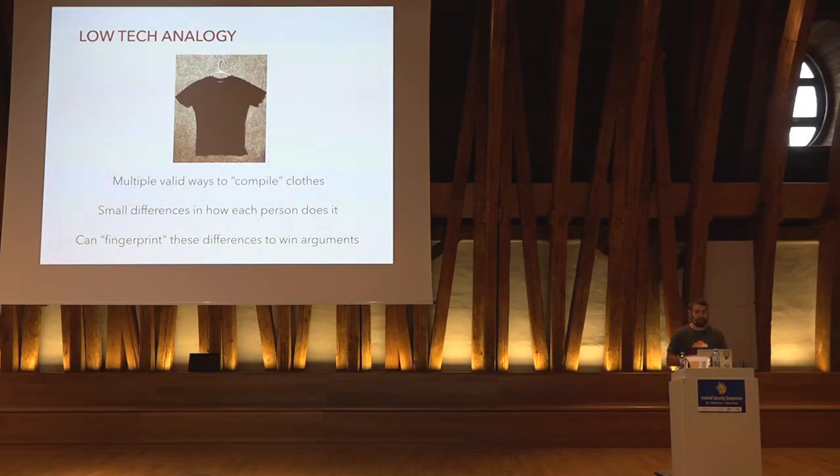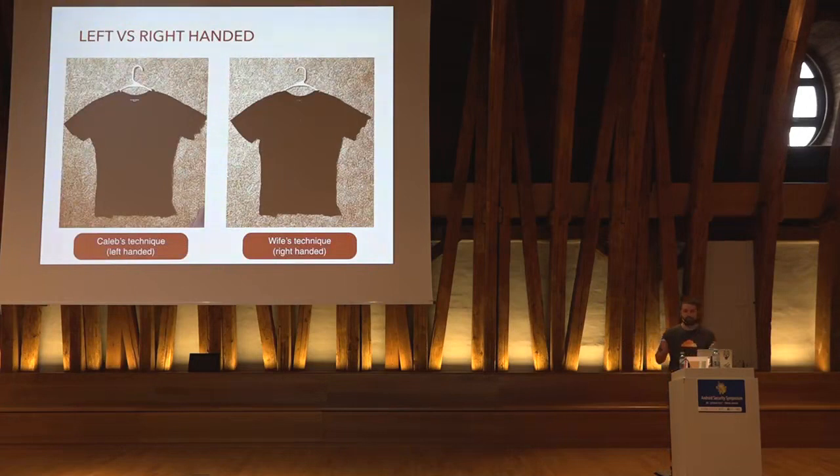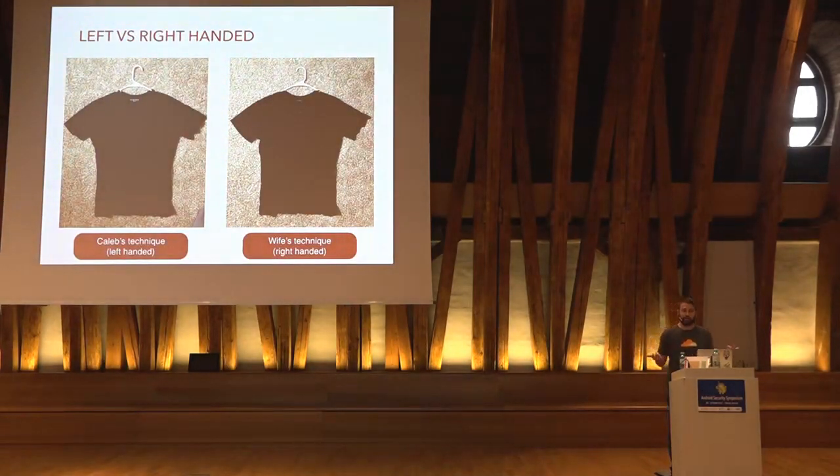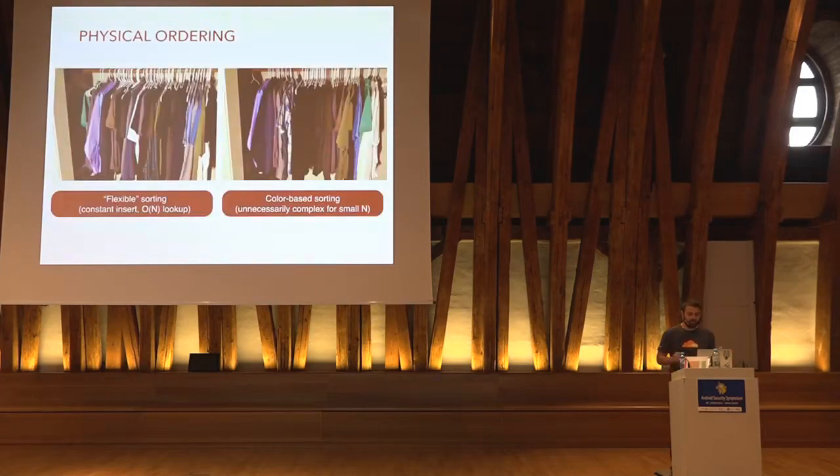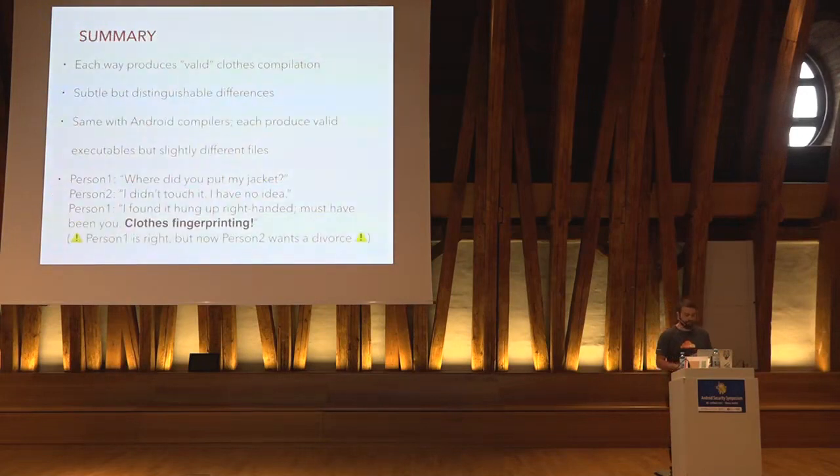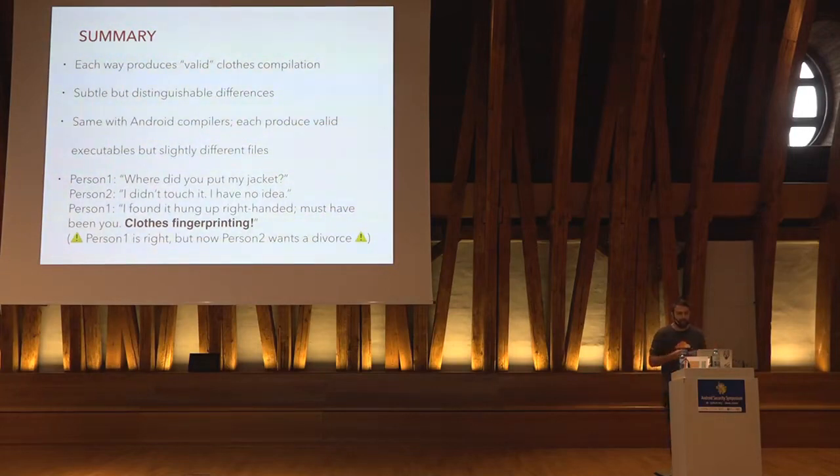And apparently, Caleb is left-handed, and his wife is right-handed, which results in 2 different styles of hanging up T-shirts. They're both valid, and they both result in a T-shirt being hung up. But what happens is you basically have, and he actually put some algorithms down, they sort their T-shirts in different ways, but they're both still valid. So it's an easy way to produce a valid closed compilation. And essentially, these are two different compilers that are looking at it.